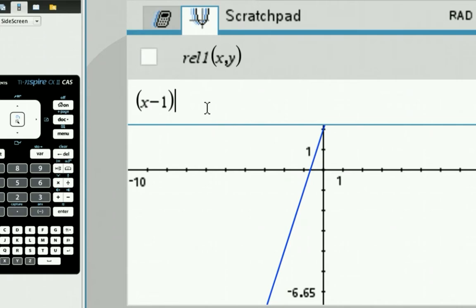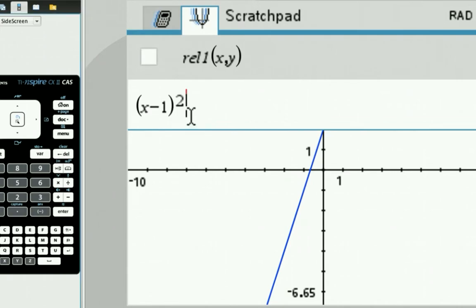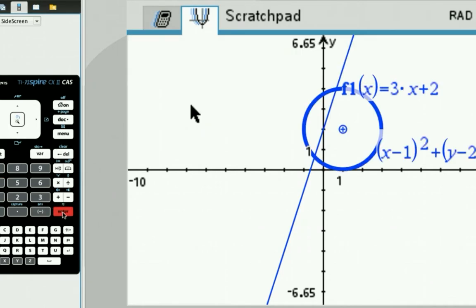I'm just going to make up some random numbers. x minus 1, and then we're going to go squared. There's the squared button. And then plus parentheses y minus 2, close parentheses, squared. And then I'm going to type in the equal sign, which is right here. And then we'll let the radius equal 4. Radius is 2, so 2 squared is 4. And then hit enter. And there it is. Here's our relation, and it's even labeled.